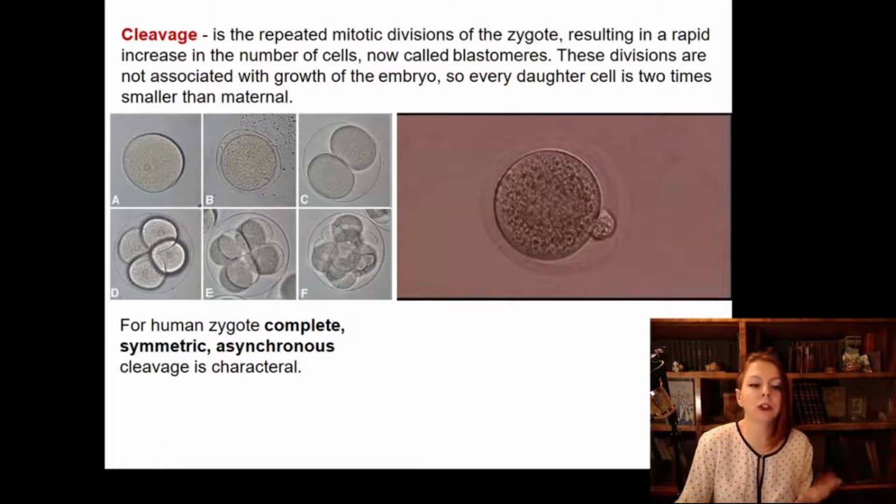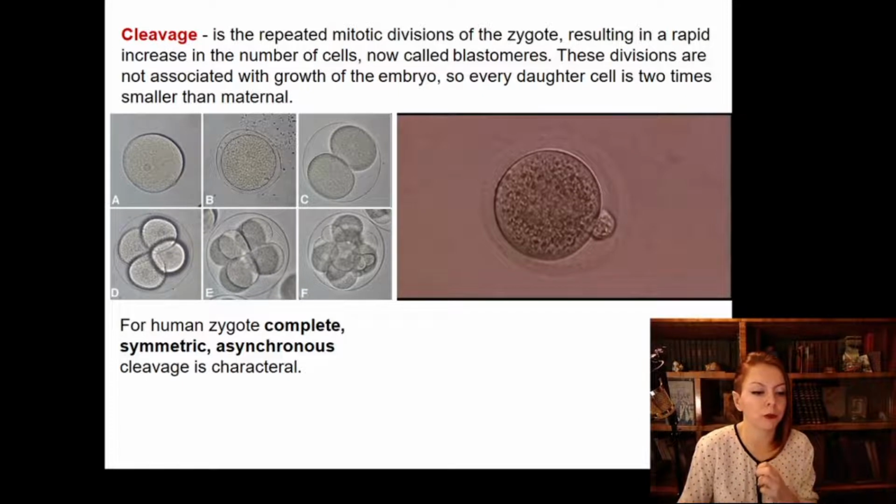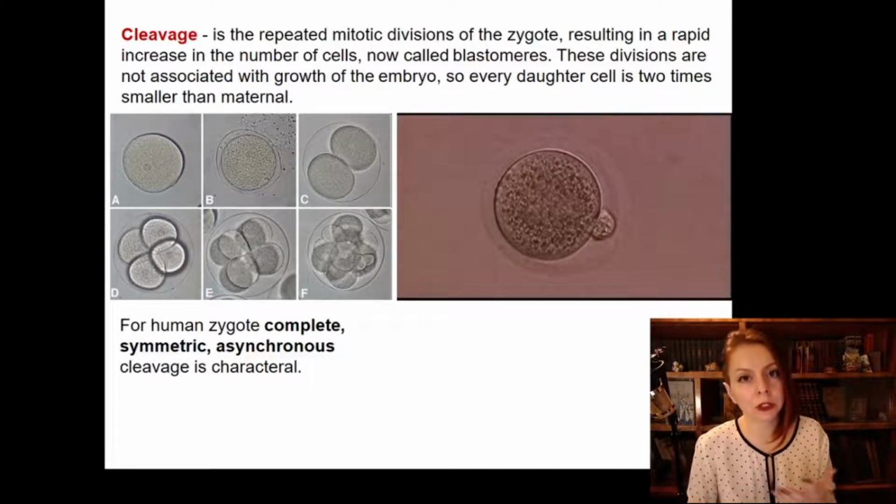We call it cleavage because along with this process, cells do not grow, and each next division results in the formation of smaller cells. For the human zygote, you should know the different characteristics of cleavage.